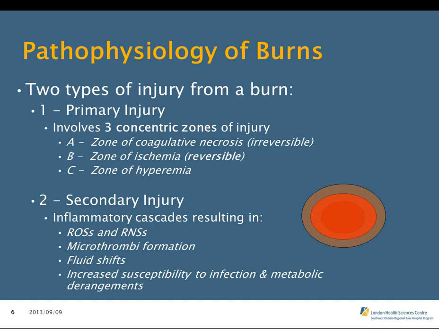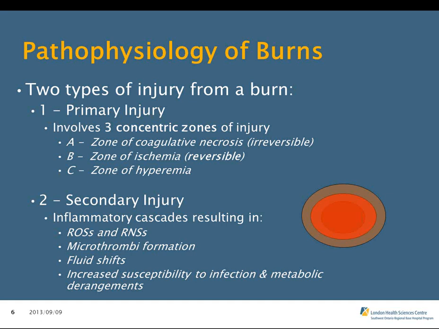So to expand that a little bit, looking at how the burn occurs, there are two main types of injuries from a burn. There's a primary injury, which occurs at the time of the burn itself, which we'll get into, and there's a secondary injury, which is the type of injury that ultimately most of our treatments are attempting to control as much as possible, because these secondary injuries after a burn result in further damage and increased morbidity and mortality.